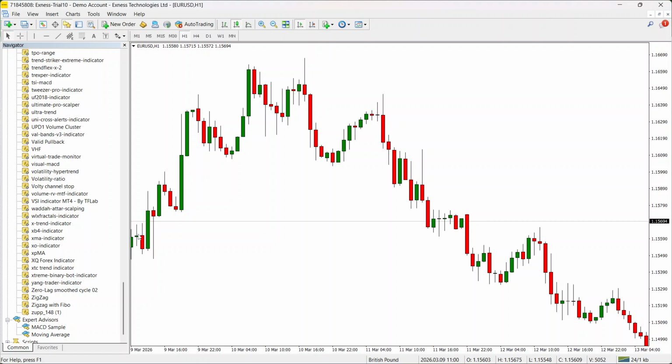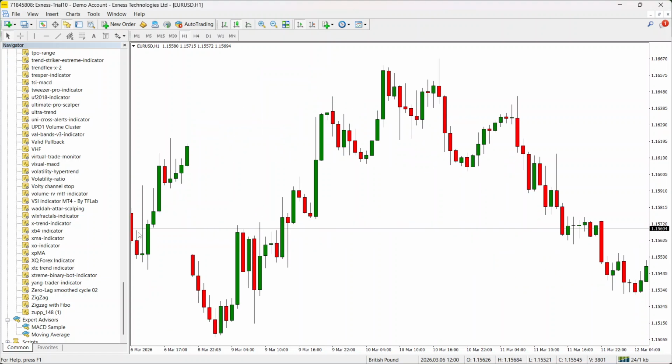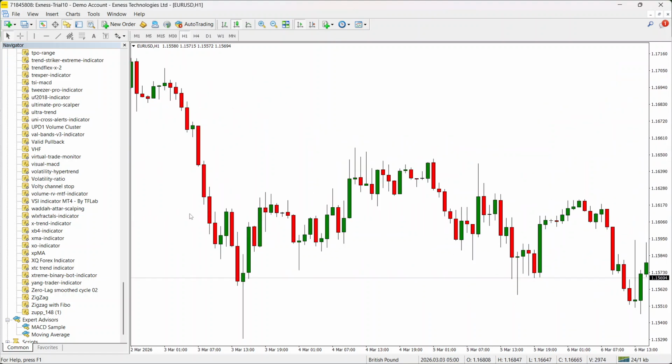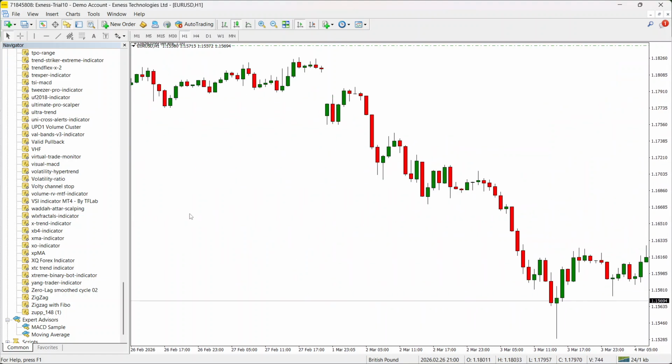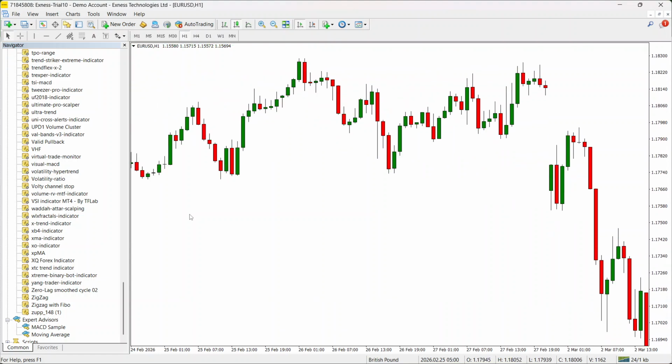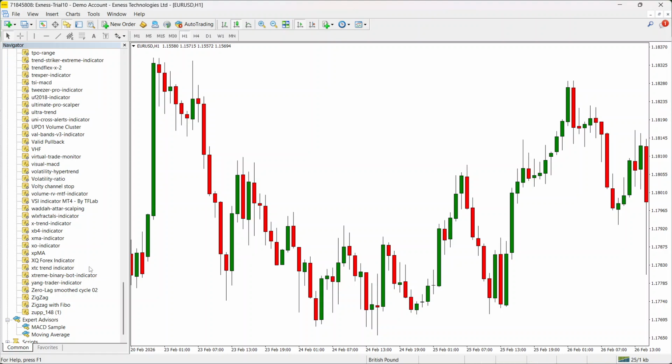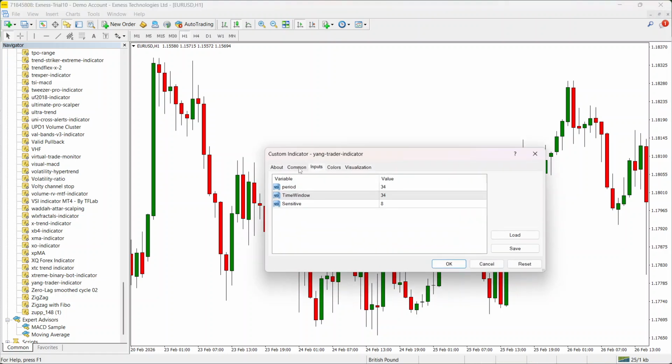Hello traders, today we'll be looking at the young trader indicator for MT4. This tool applies a moving average based line with adjustable sensitivity so you can visually track the active trend and see when conditions may be shifting. At this moment I'll load the indicator on the chart so you can see how it looks in real time.